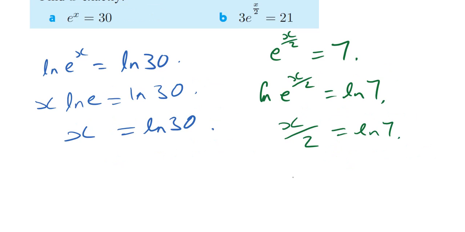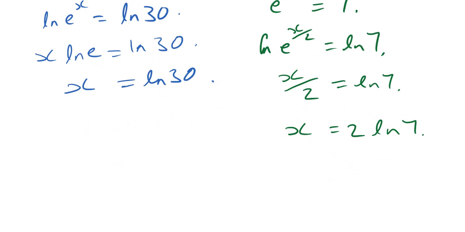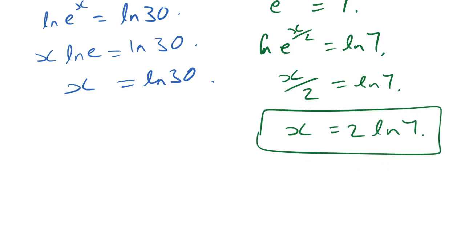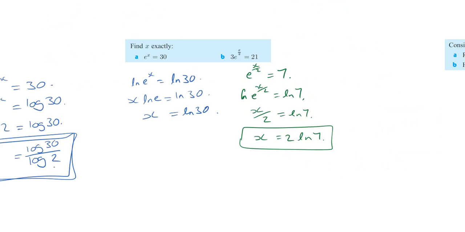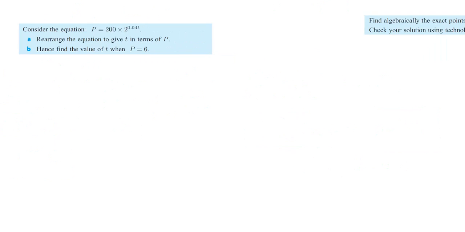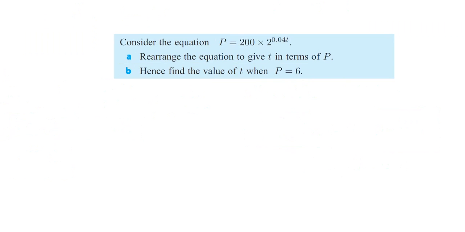Well, I can multiply both sides by 2. x equals 2 ln 7. And if I really want to, I'm not sure it's even appropriate, I could write ln 49. Do you know, on second thoughts, I'm going to leave my final answer as 2 ln 7. Okay, let's just move on and keep going, right? Okay, but let's have a look at something that looks a little different.